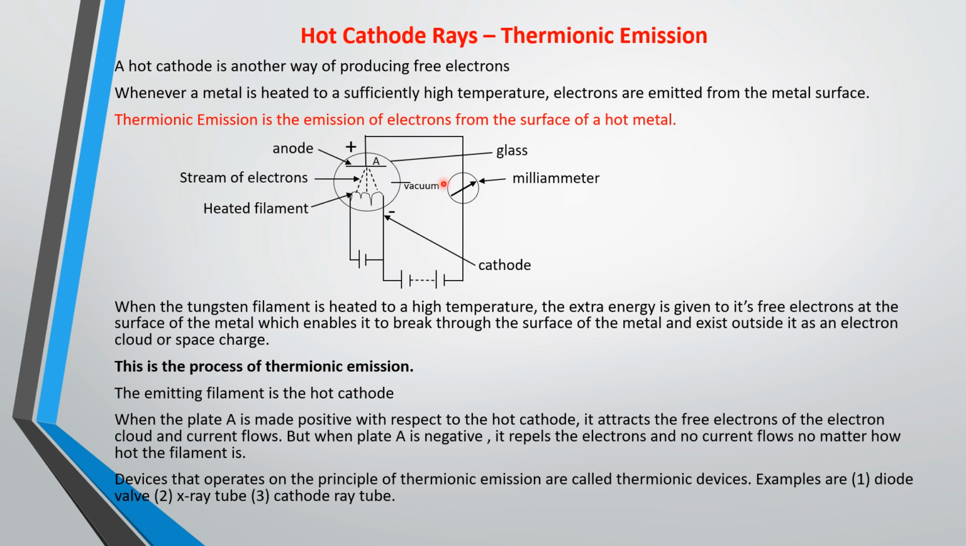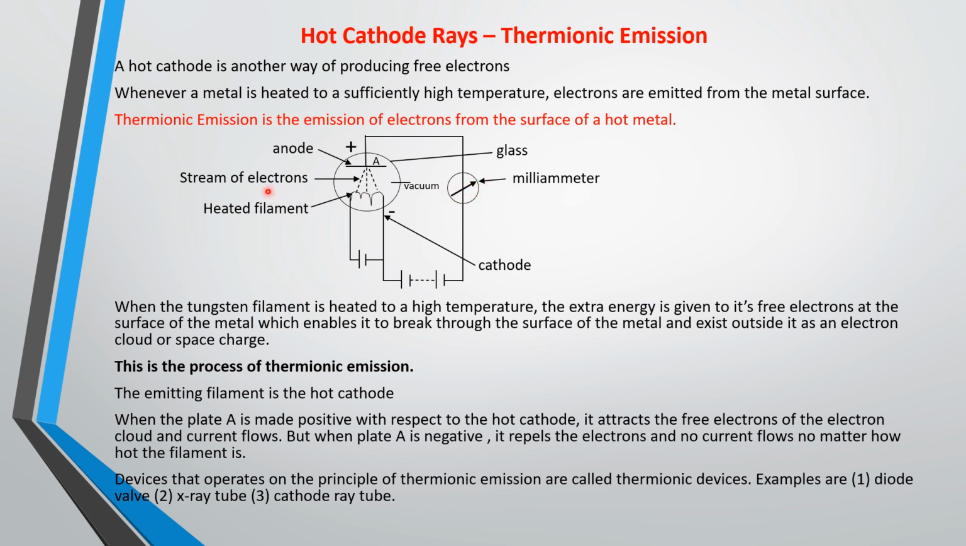How does this happen? Okay, so you see the setup here. This is your cathode, and this is the surface of the cathode, the hot filament. Then there's a plate here labeled plate A, that is the anode. Don't forget the cathode is the negative terminal and the anode is the positive terminal. Then you have a galvanometer or a milliammeter.